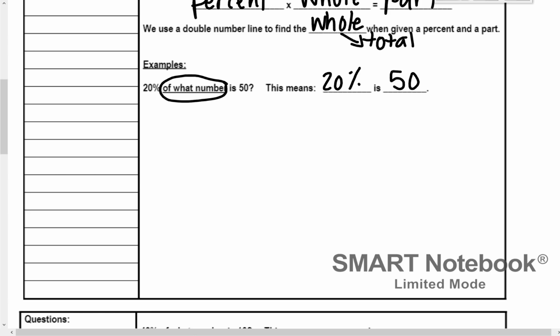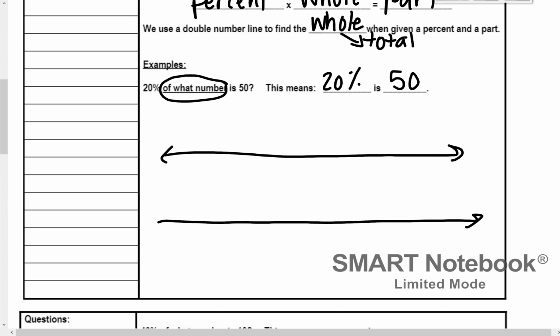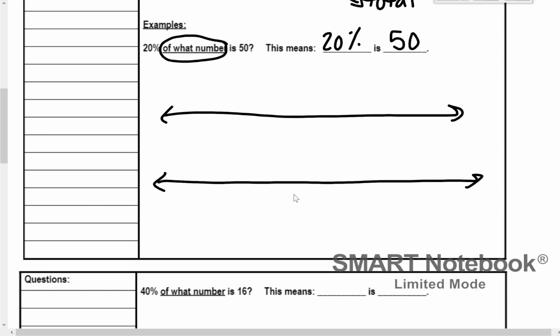And this is super important to be able to pull out that information because that's how we're going to set up our double number line. All right, so let's just start by drawing two number lines on top of each other. Now they do not need to be perfectly straight, okay, just as long as we get the point. We're going to label them because we do have to label our number lines. The top line I always like to use for my percent, just so that I never get confused. I like to always have it in the same place.